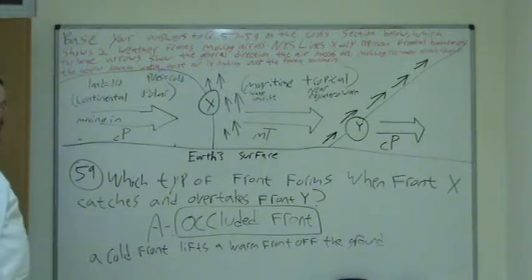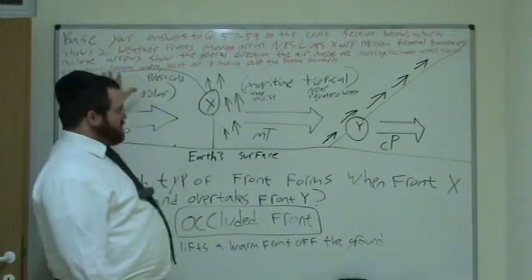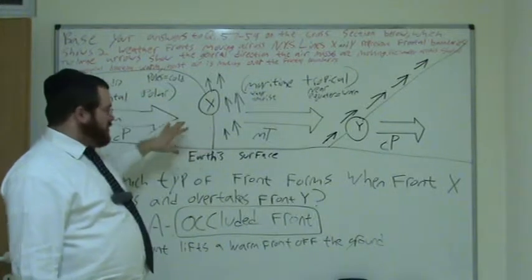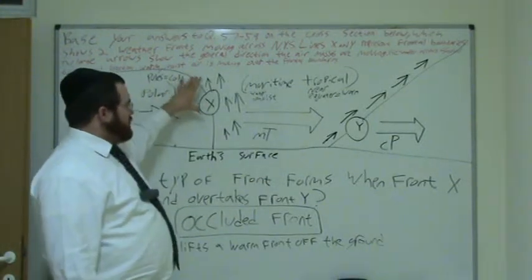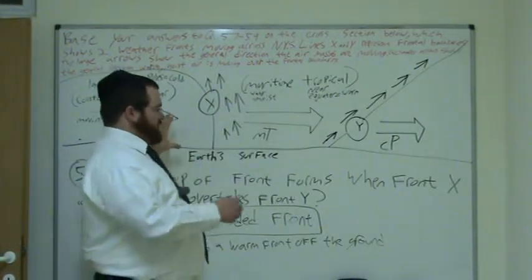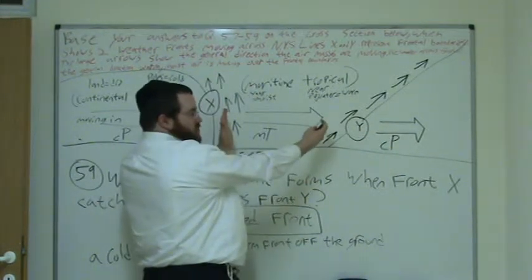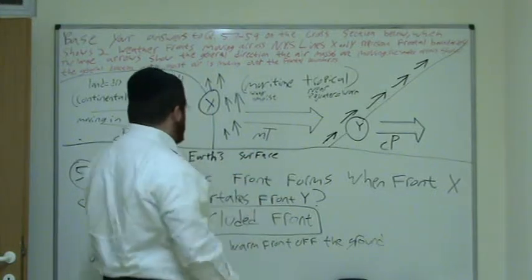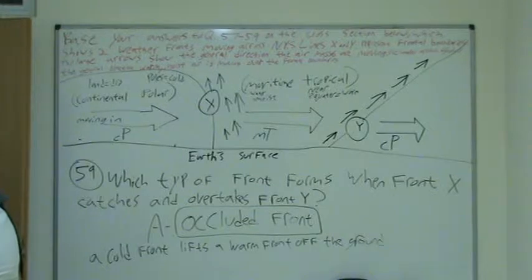Question 59. Which type of front forms when front X, that's this arrow that shows everything underneath the X, catches up and overtakes front Y? That means this cold front is moving in this direction. What happens if the cold front catches up, and you have a warm front in between the two cold fronts?